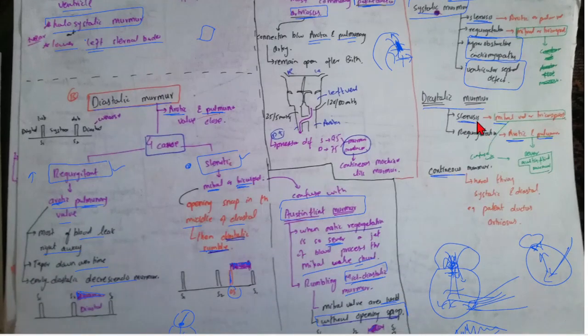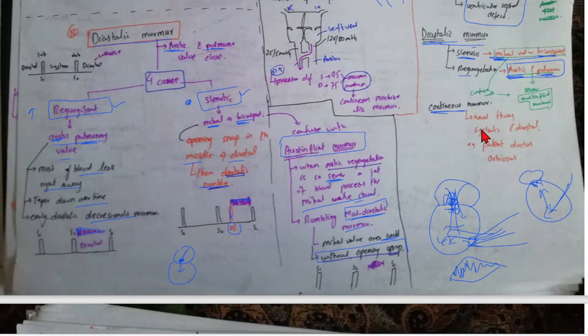Another is the continuous murmur. There are two kinds of stenosis: one is the mitral or tricuspid valve, another is the aortic and pulmonary valve. If the stenosis occurs in the mitral or tricuspid valve, it is a diastolic murmur. If the stenosis occurs in the aortic or pulmonary valve, it is a systolic murmur. You have to understand this. Alternatively, if the mitral and tricuspid valves are stenotic, they create a diastolic murmur, and aortic and pulmonary regurgitation also create a diastolic murmur. And a continuous murmur is heard throughout systole and diastole; that is patent ductus arteriosus.